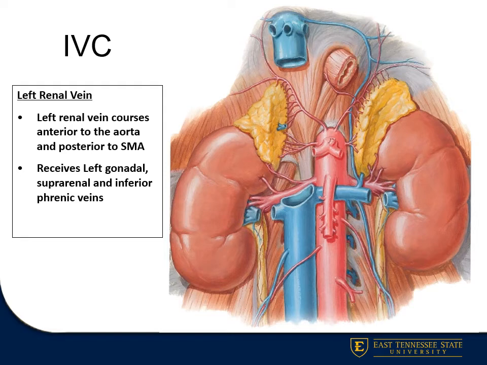And the actual problem isn't in that region. The actual problem may possibly be up here in the abdomen, where the SMA is possibly clamping down on the left renal vein. That's known as nutcracker syndrome. So that's an important relation clinically, that left renal vein coursing anteriorly to the aorta, but posteriorly to the SMA.